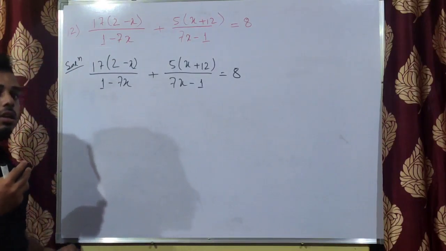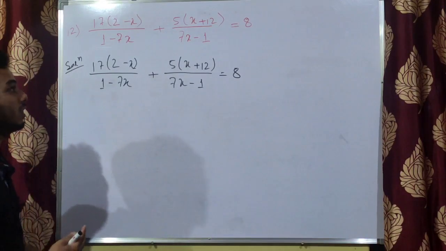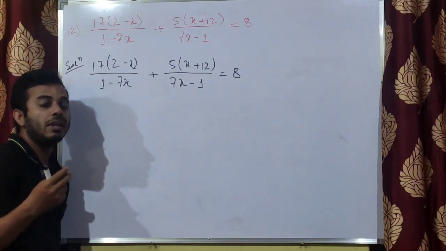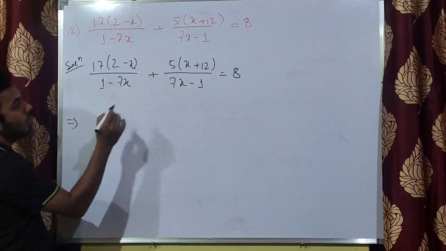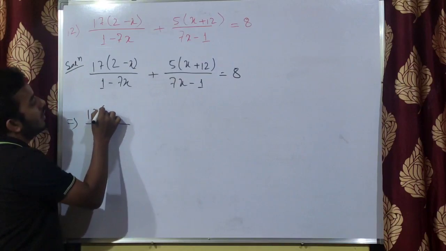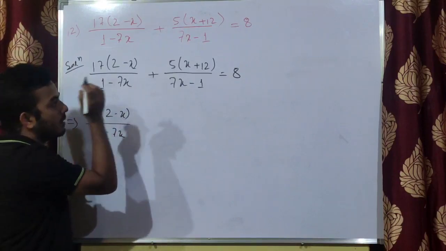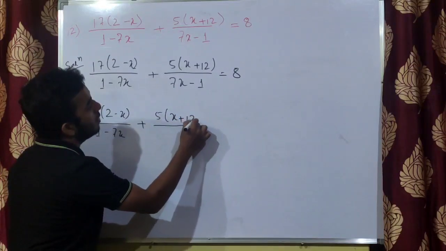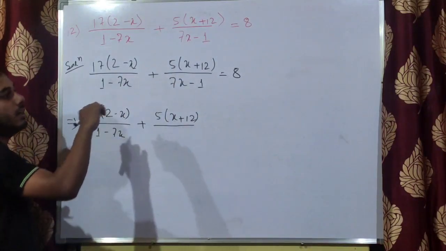Before solving, I request all of you to see the question and think twice, thrice. We have to improve our thinking ability, right? So here what we will do? Look, first of all, can we write like this: 17(2 minus x) by (1 minus 7x), then plus 5(x plus 12), and if we take minus common, as we have done in the earlier question.